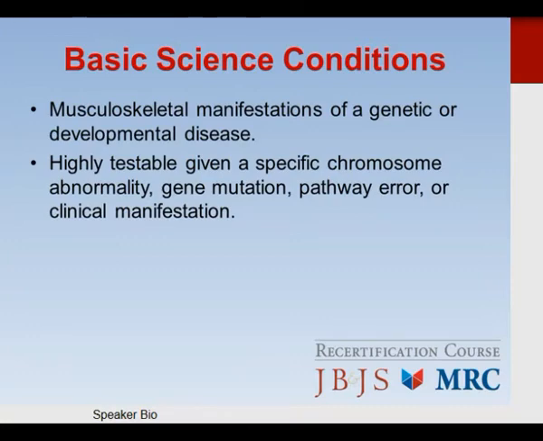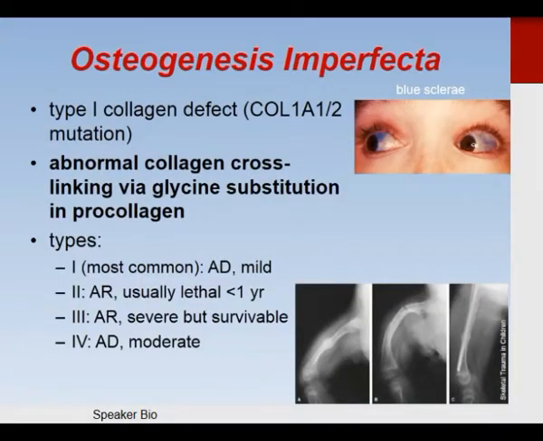specific manifestations that are easily testable in the question stem and are normally associated with a specific chromosome abnormality, gene mutation, pathway error, or again, a clinical manifestation. So osteogenesis imperfecta, this is a type 1 collagen defect. We're just talking about collagen, so it makes sense to start with this. It's abnormal collagen cross-linking via glycine substitution in procollagen.